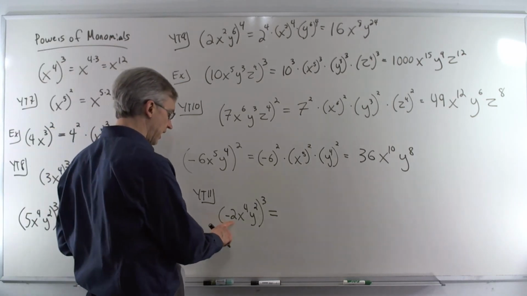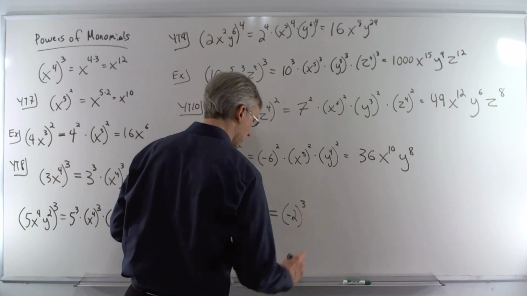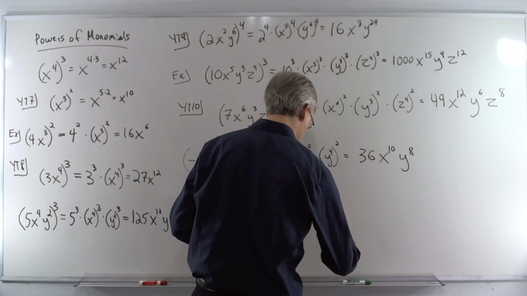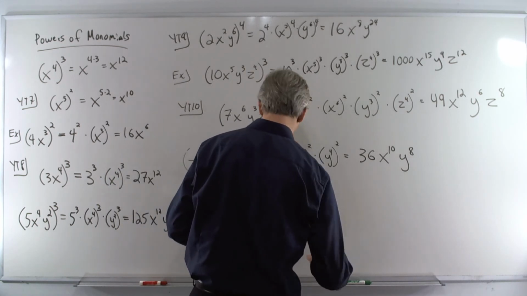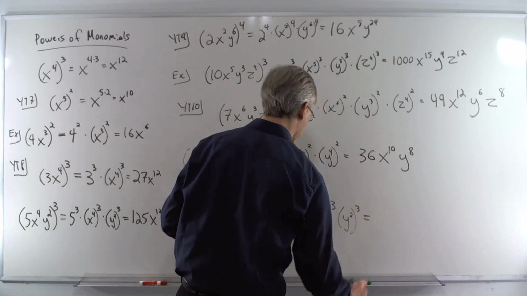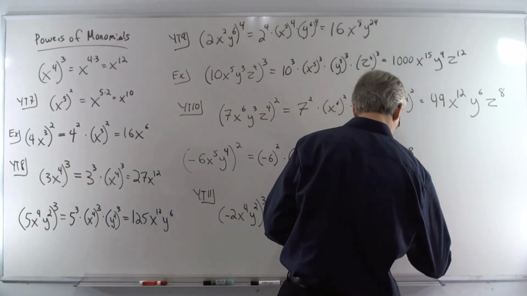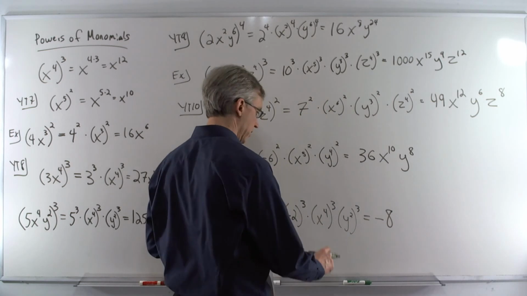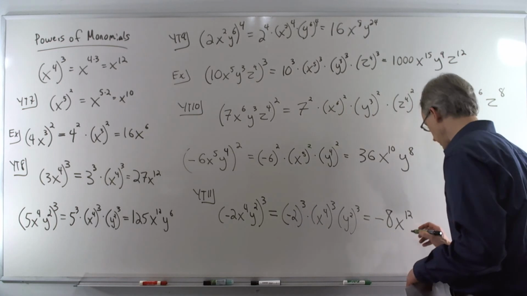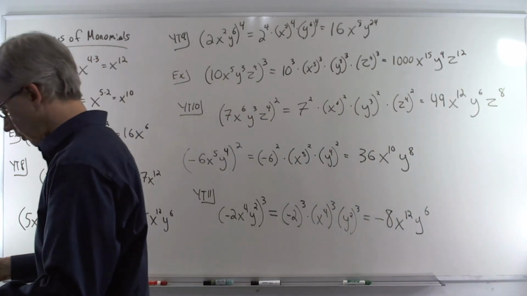So first thing we'll do is take negative 2 to the 3rd power. Negative 2 inside parentheses like that. X to the 4th to the 3rd. And y squared to the 3rd. Negative 2 to the 3rd power, that is negative 8. We get negative 8 coefficient. 4 times 3 is 12. We got x to the 12th. Y squared to the 3rd, that is y to the 6th. Negative 8, x to the 12th, y to the 6th.